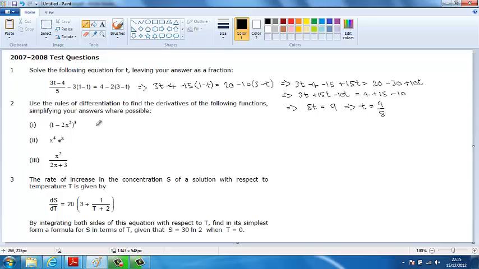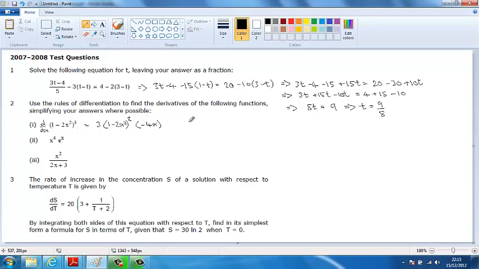Question 2, part 1, we need to use the chain rule, because we've got a function of a function, we've got a cube of a function of x. So we can say d by dx is treating the bracket as a single variable 3 times the bracket to the power reduced by 1. Then chain rule says we must multiply by the derivative of the inner function, which is going to be minus 4x. That's the derivative of 1 minus 2x squared. So the content of this bracket doesn't change.